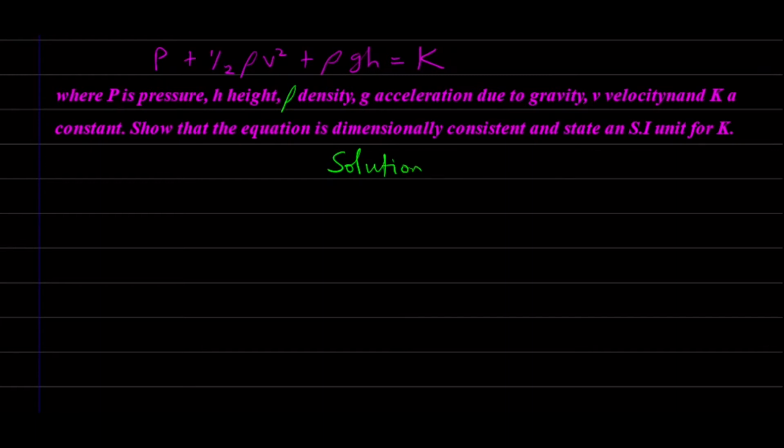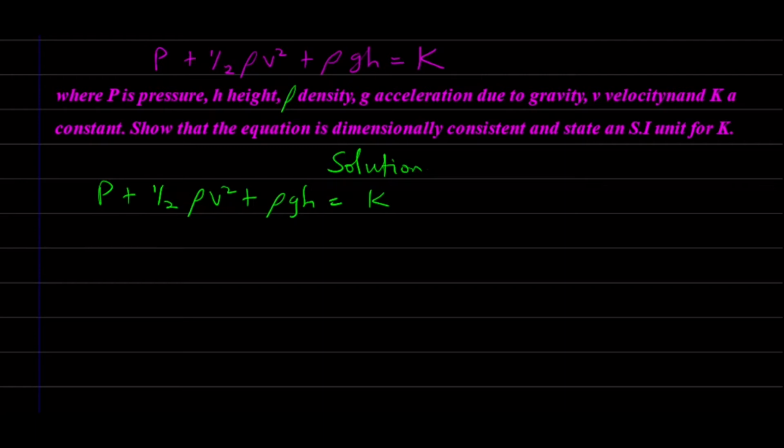We want to check whether the equation is dimensionally consistent. Let's rewrite our equation: P plus 1 over 2 density V square plus density GH is equal to a constant. What are we supposed to do? We want to check that the dimension of P is the same as the dimension of density V square, and the same as the dimension of density GH. If they are the same, that means the equation is dimensionally consistent. So let's start by checking the dimension of P.